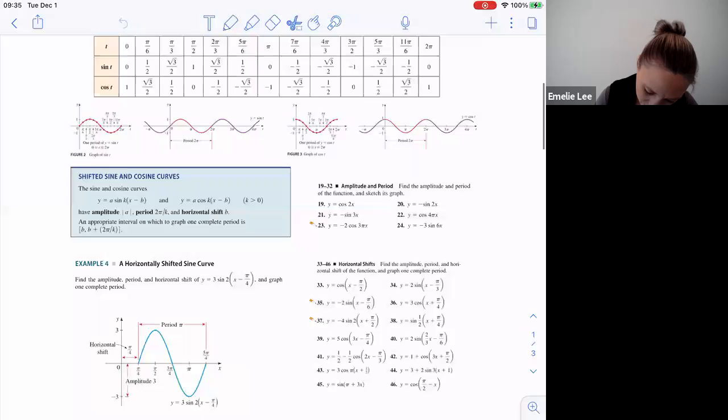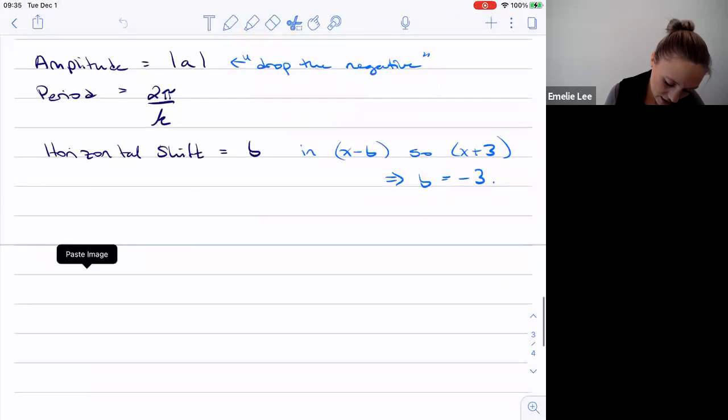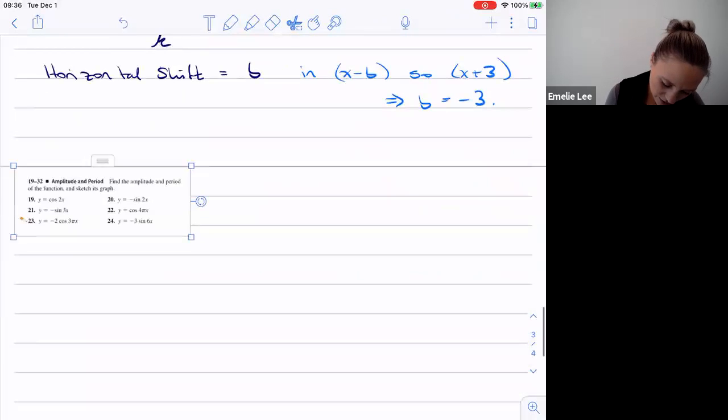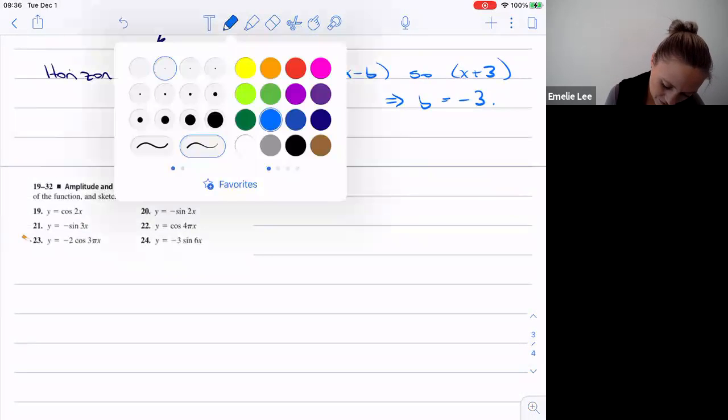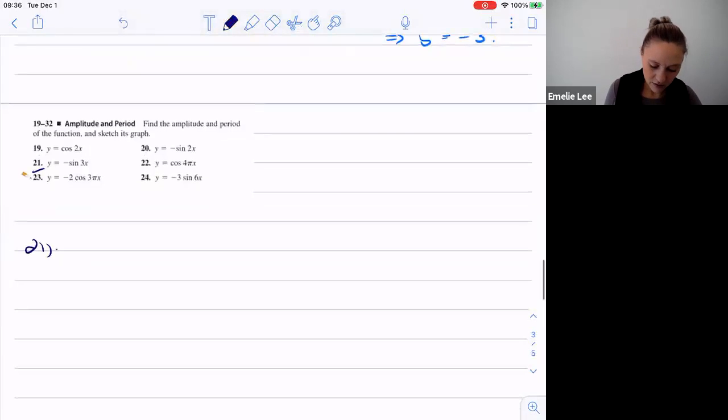Let's do just an example here. We'll come back to this, but we'll start with just the amplitude and the period, so we can focus on them. Okay. Let's do 21. We have to find the amplitude, the period, and the horizontal shift of the function and sketch its graph.